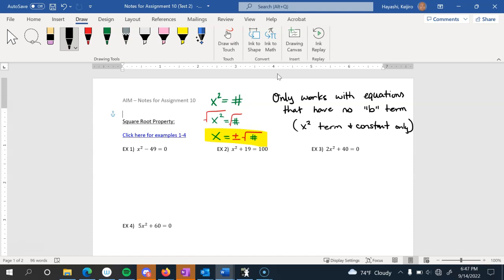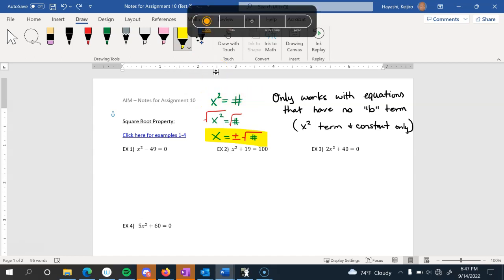Which you might notice is true of these four. There's only the x squared term. Maybe it has a coefficient in front, doesn't matter. But there is only the x squared term and then the constant. There's no plus 5x or minus 17x in any of these. But if there is only the x squared term and a constant term, you want to get it to look like this. You want to get it to where it's x squared equals a number.